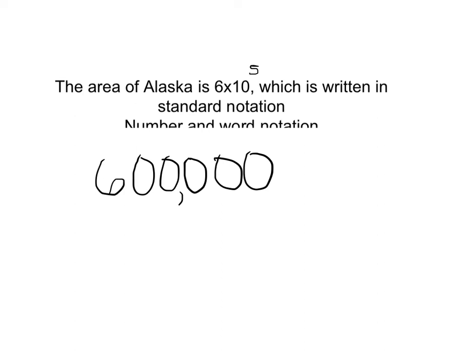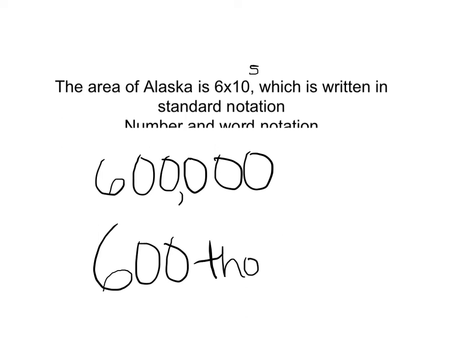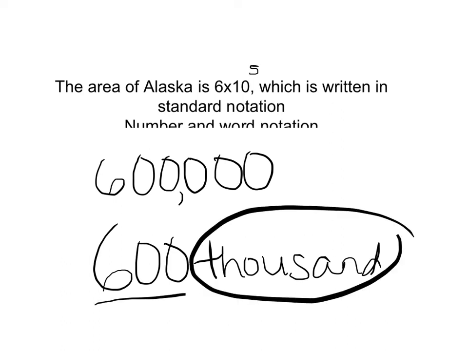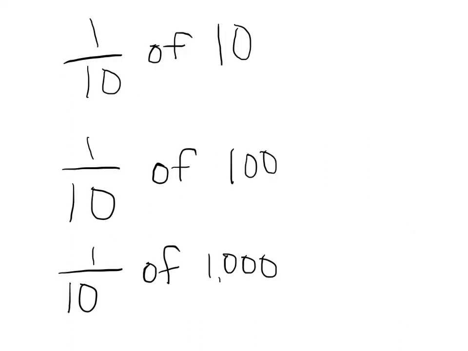Now, instead of writing this out in numbers, how could we write it in number and word notation? I could say 600 thousand. So instead of writing it all out with zeros, I can say 600 and then replace the rest of it with words. So this was kind of a little bit of a review of some of the things that we've already talked about. Scientific notation, number and word notation, and standard notation.